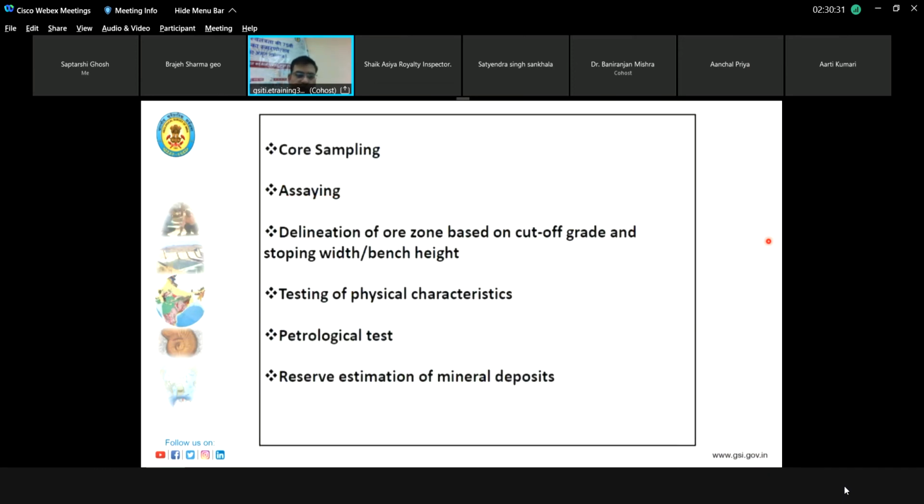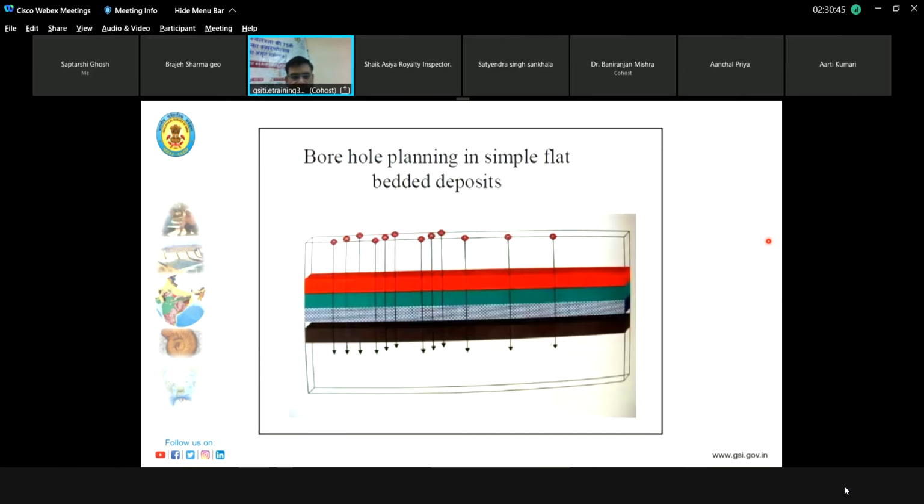Then we have to do the core sampling, then assaying, then delineation of ore zones based on cut-off grade and stoping width, vein width, like that. This is the resource estimation part. Then testing of physical characteristics, then petrological tests and reserve estimation of the mineral deposits.